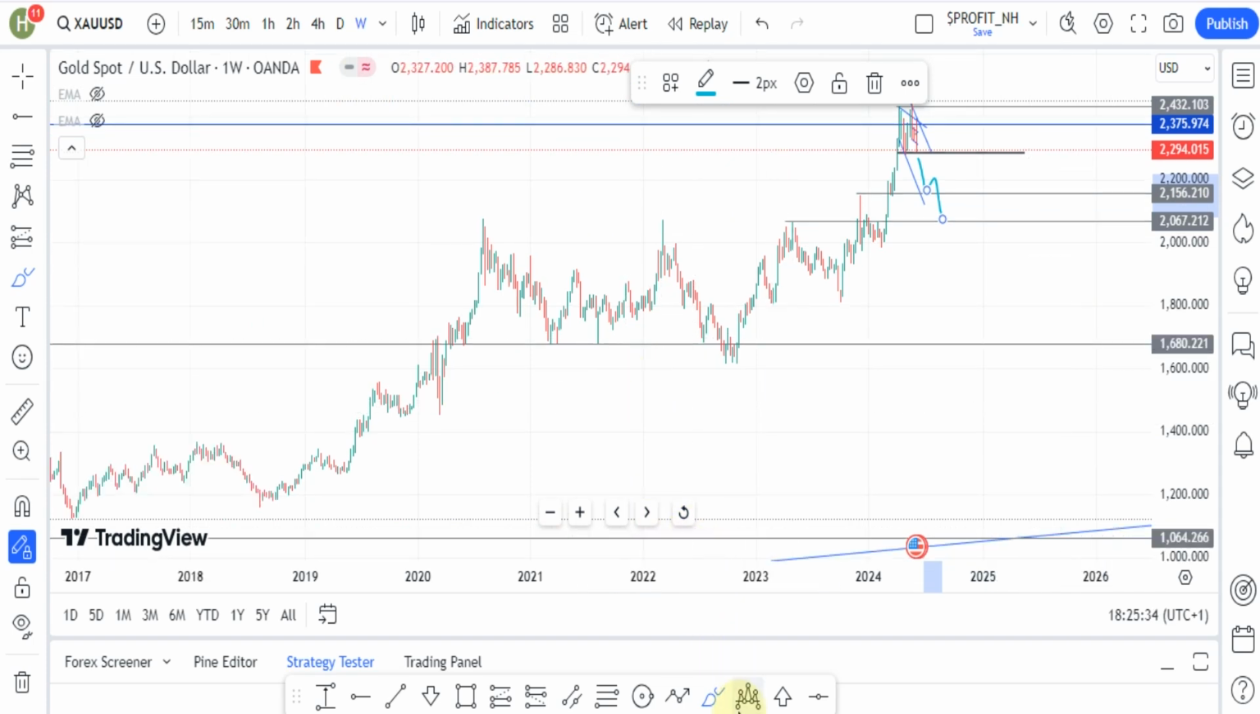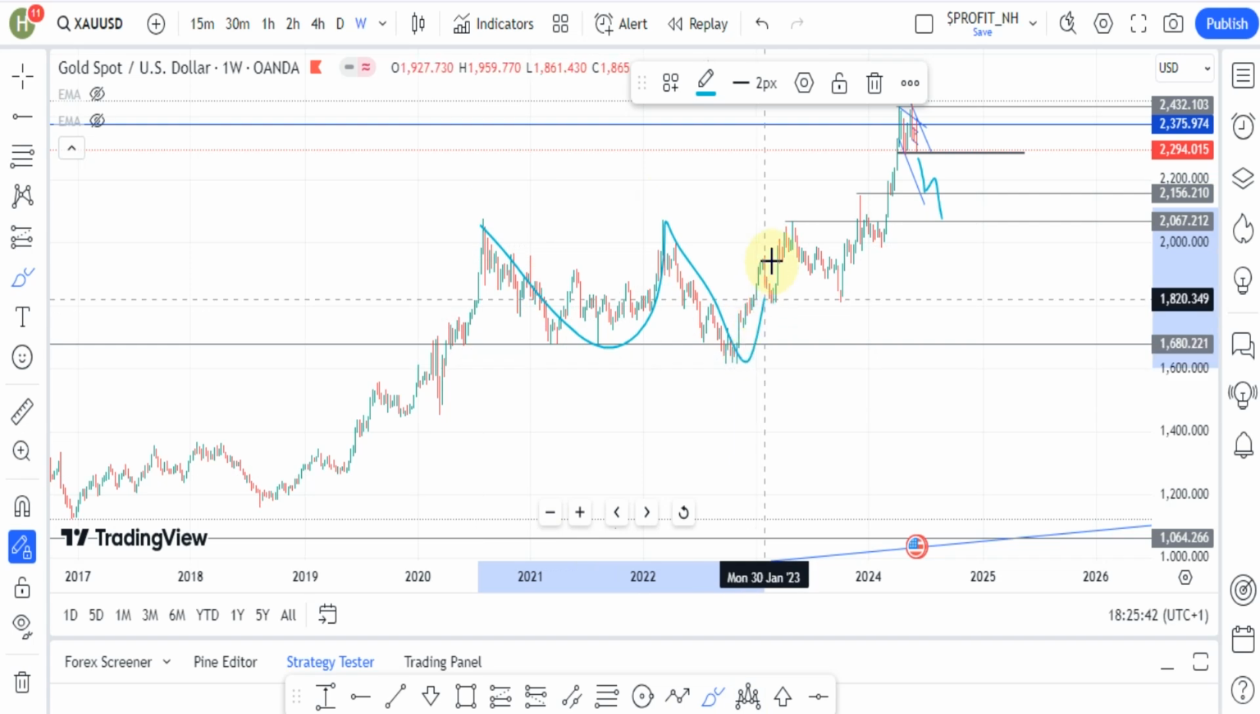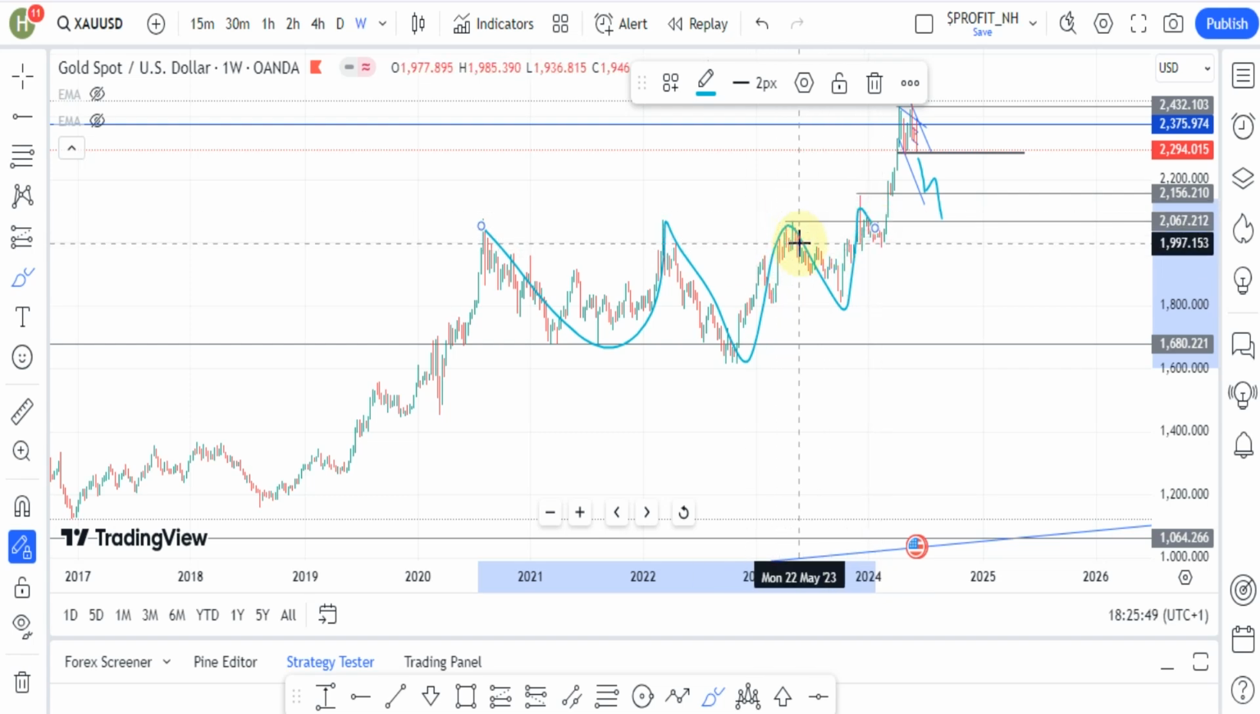So this is the inverse head and shoulder that I'm talking about. From the previous year the market gave us this kind of inverse head and shoulder at this point before breaking above this neckline and continuing to push upward. So probably it might come all the way to this area.